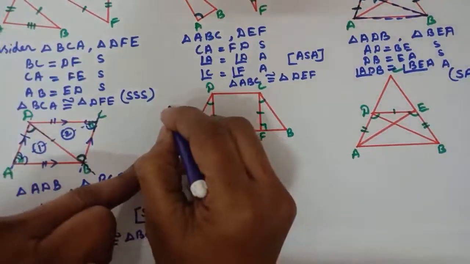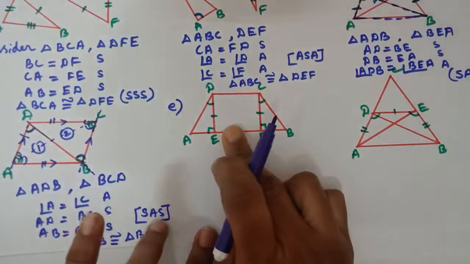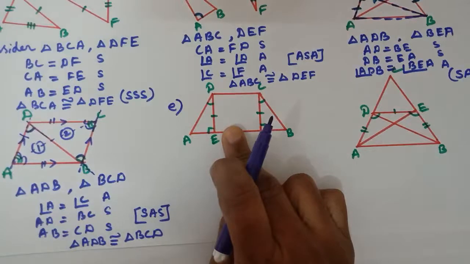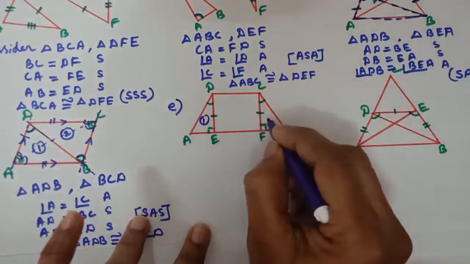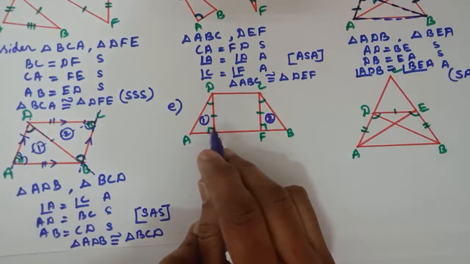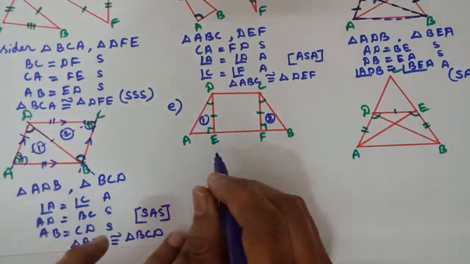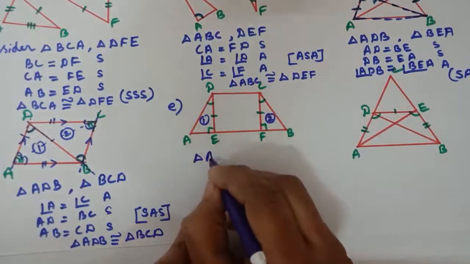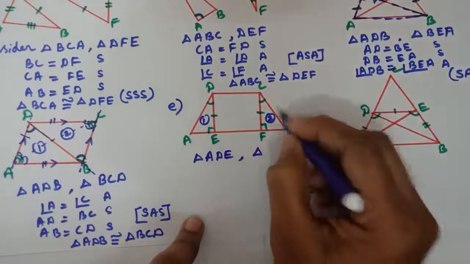Then students listen, E subdivision. Just look at this figure here. Which triangles we have to take? Yeah, this triangle and this triangle. We will prove these two triangles are congruent. So how will you prove it? Consider triangle ADE, triangle BCF.